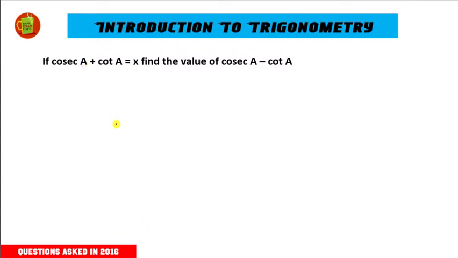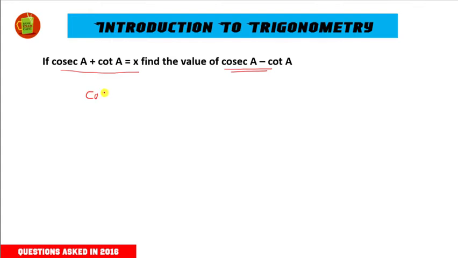Friends, this is not from one question paper. I have collected all the questions from different question papers from different regions, Chennai region, Delhi region, then outside India. So I have taken all the questions. So here, if cosec a plus cot a is equal to x, find the value of cosec A minus cot A.